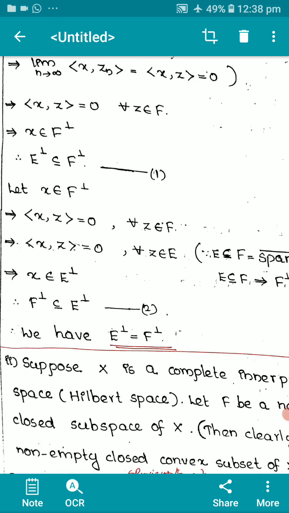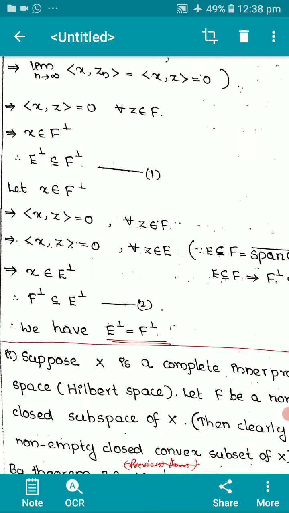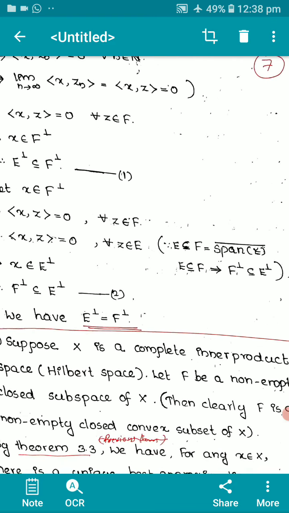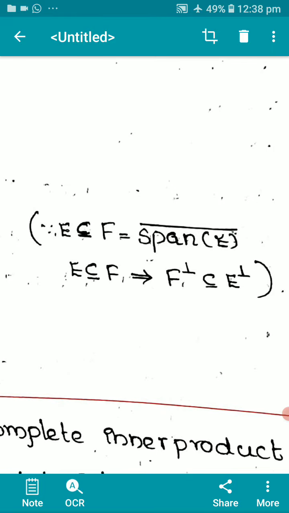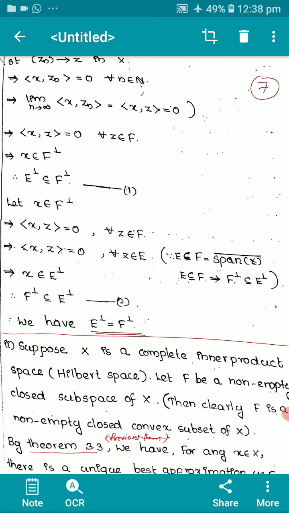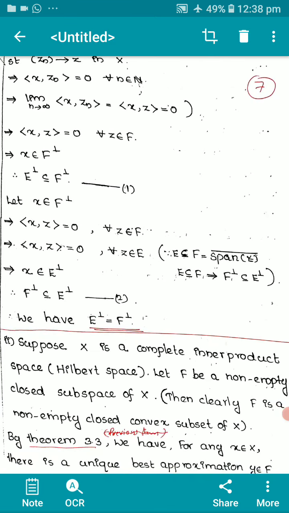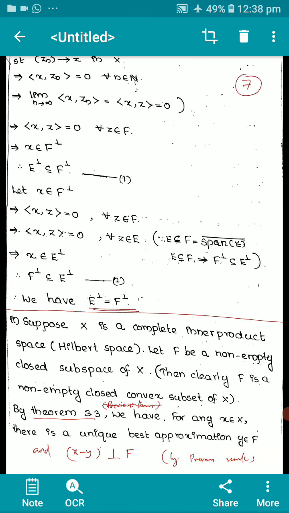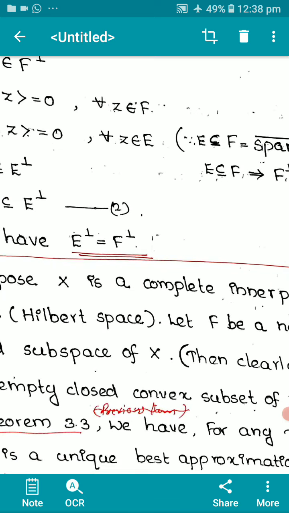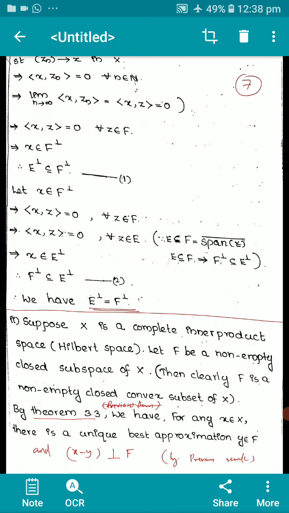On the other hand, when x is in F perp, the inner product of x and z equals 0 for all z in F, so the inner product of x and z equals 0 for all z in E. Since E is a subset of or equal to F, it implies F perp is a subset of or equal to E perp, so x is in E perp. So we get E perp is equal to F perp from 1 and 2.